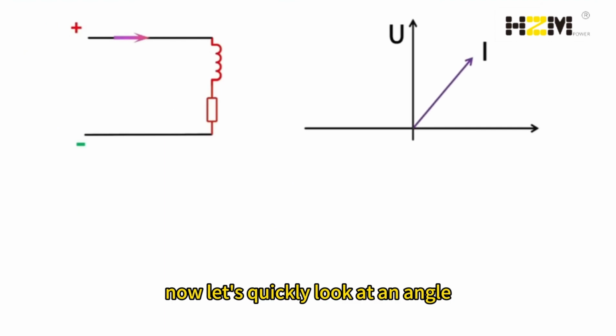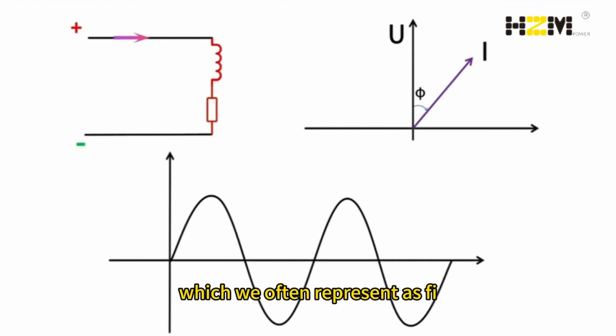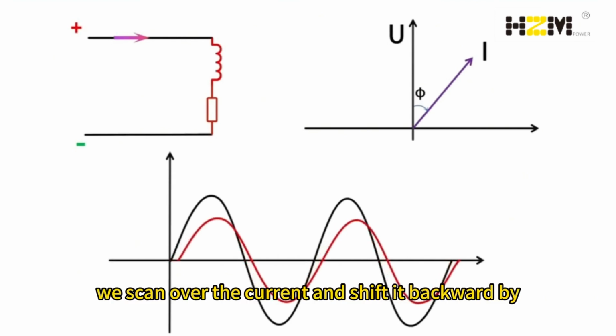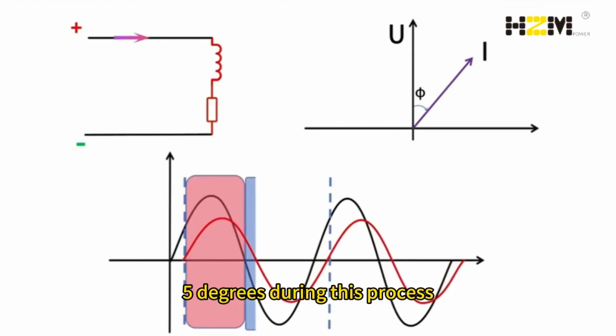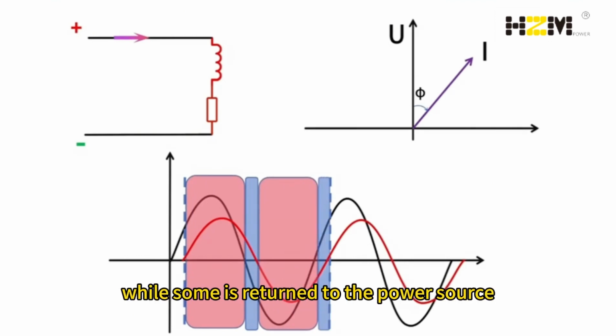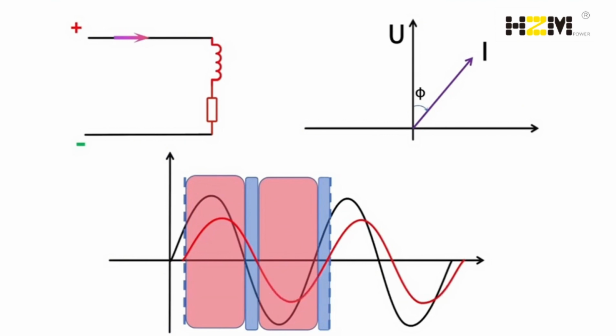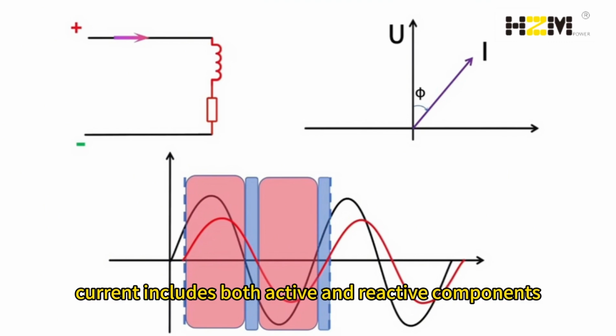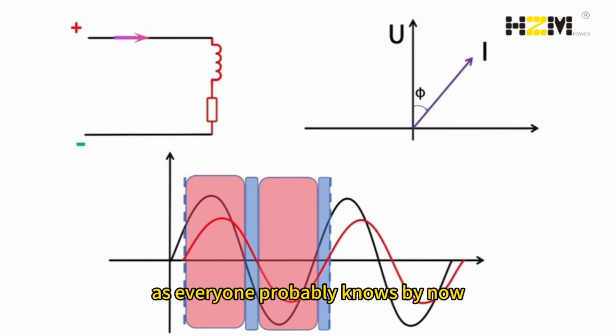Now let's quickly look at an angle between current and voltage from 0 to 90 degrees, which we often represent as phi. We scan over the current and shift it backward by phi degrees. During this process, some energy is absorbed and consumed, while some is returned to the power source. How much of each? Let's see. This purple current includes both active and reactive components, as everyone probably knows by now.